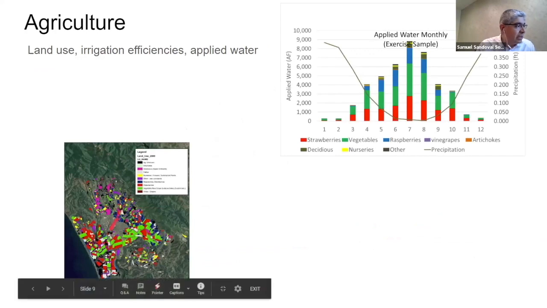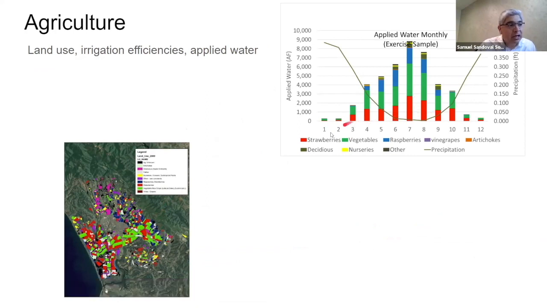Yes, we have all these detailed maps of land use. This is what I was talking to you about. How much water is used by strawberries, vegetables, raspberries, and all the different crops, and comparing them with the precipitation, and making the point that we need water when we don't have precipitation, and how we're using aquifers and storage for doing that.